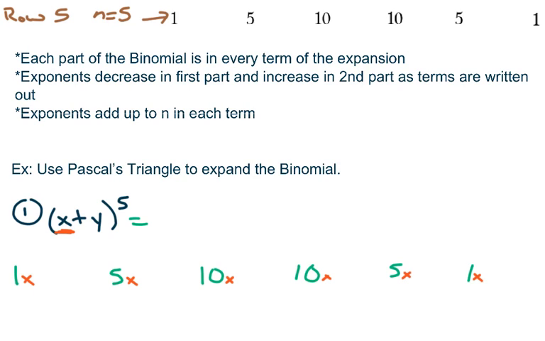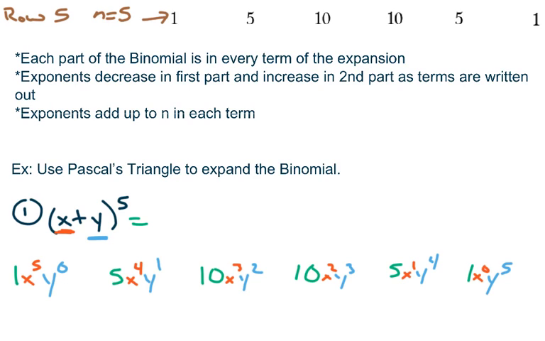Now, the exponents on those decrease from left to right. So we start here at the biggest number, 5, and as we go to the left, we go down: 4, 3, 2, 1, and 0. Okay, the second part of my binomial, the y part in this case, is also in every one of these 6 terms. And the exponents on the second part increase as the terms are written. So we start with 0, then go 1, 2, 3, 4, and 5.